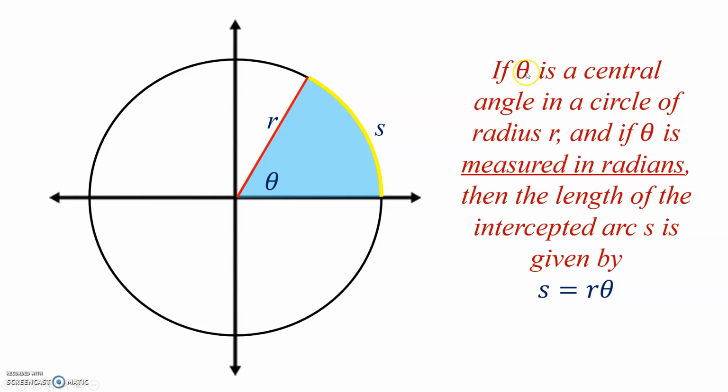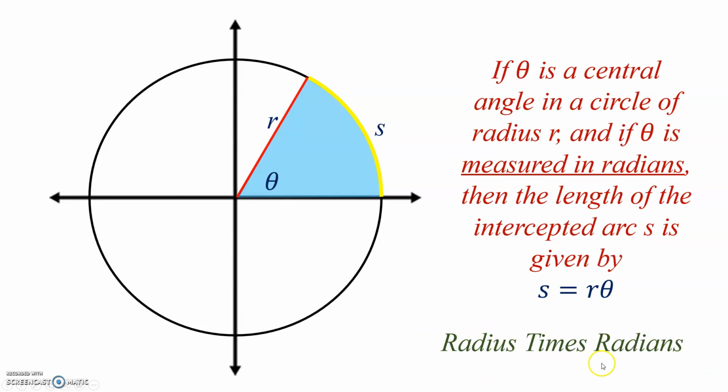So this says if theta is a central angle, and again, a central angle is an angle whose vertex is at the center of a circle. If theta is a central angle in a circle of radius r, and if, this is the key, if theta is measured in radians, then the length of the intercepted arc is simply s, arc length, equal to radius times theta. But again, theta is in radians. So if I simplify this, to find the arc length, I simply multiply the radius times radians. So that will be the formula we use.